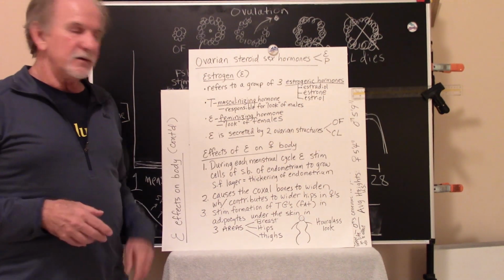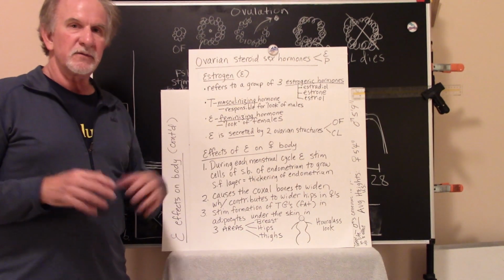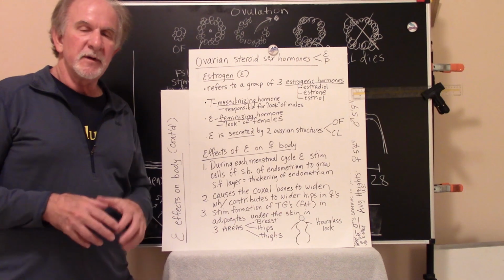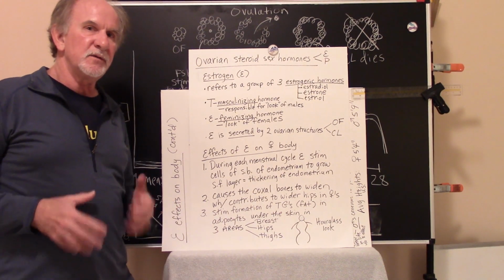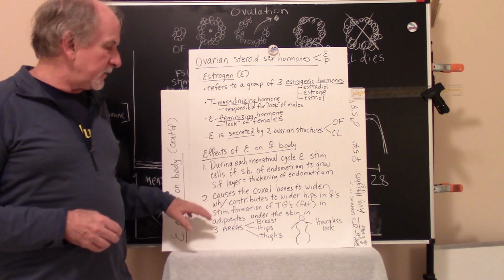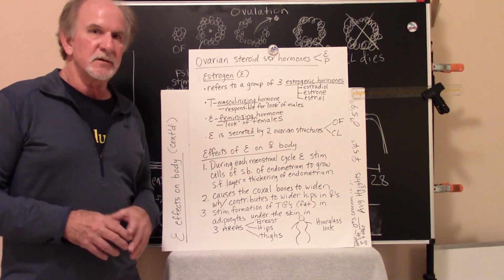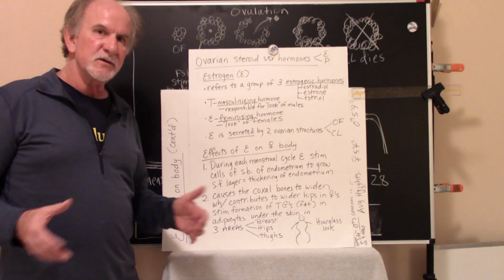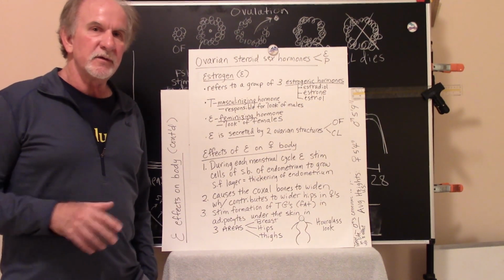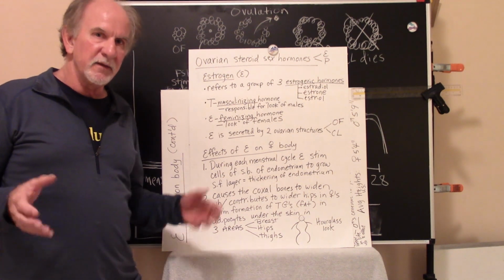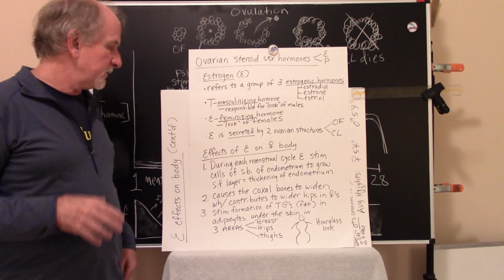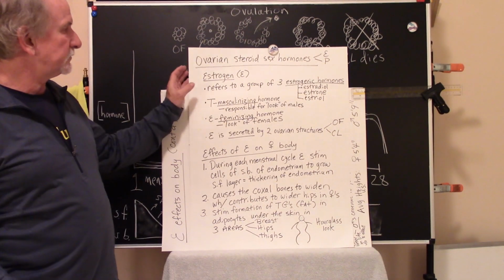Estrogen, in addition, will cause the coxal bones of the hip to get wider, and as a result, females have wider hips as compared to males. Estrogen will stimulate the deposition of fat molecules or triglycerides in adipocytes beneath the skin. This is particularly true in the breast, hips, and thighs, and contributes to the hourglass look of females.